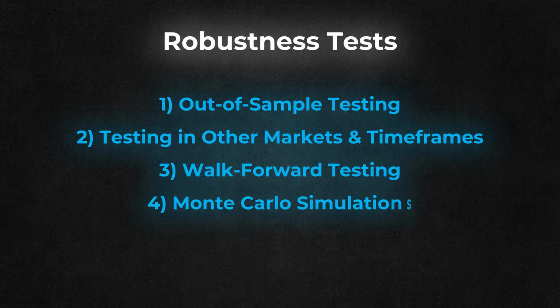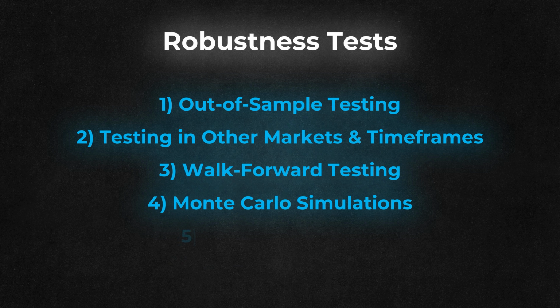Number 4 is the Monte Carlo simulation. Monte Carlo simulations will take the list of trades and randomize their order and also randomly skip trades to see how that affects the overall performance. An algorithm must be able to have enough consistency, if you will, to survive this randomization process.